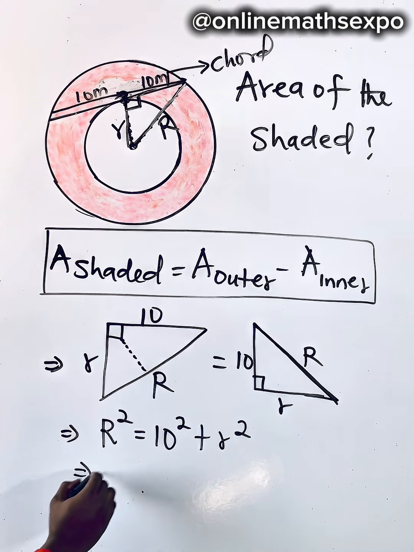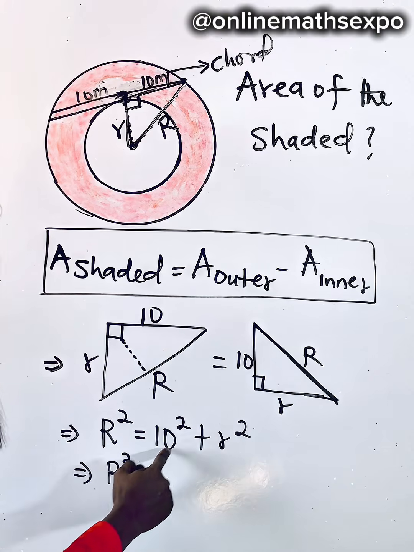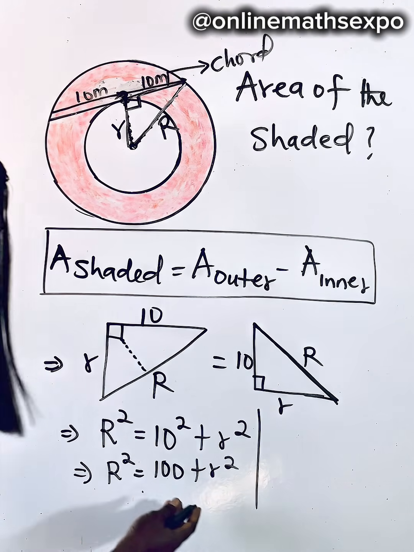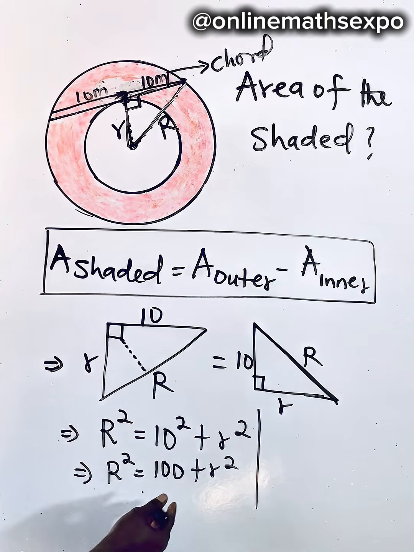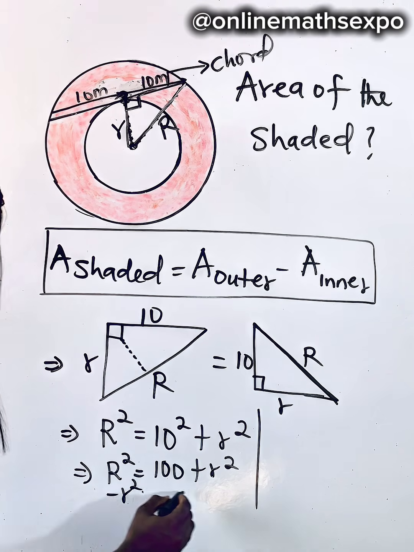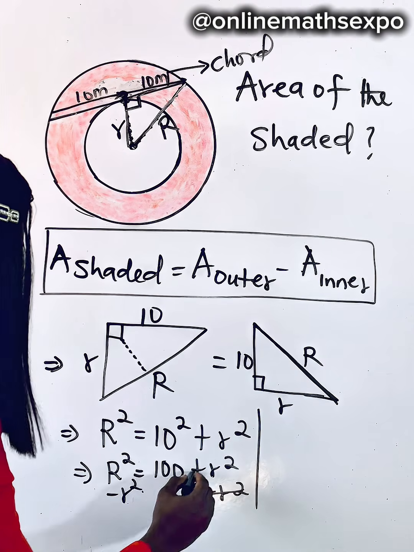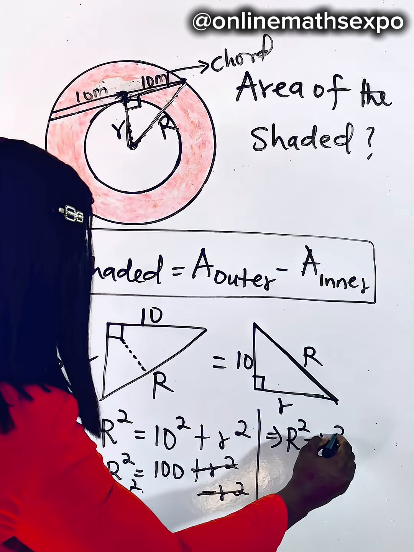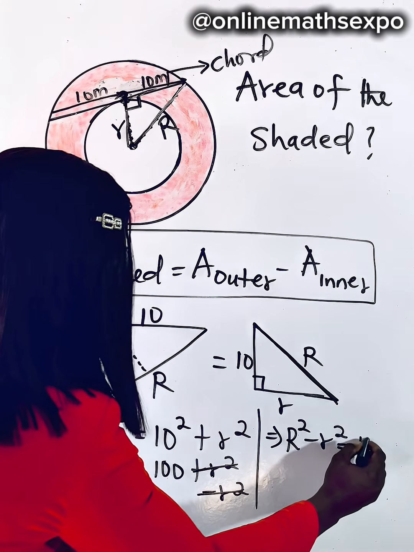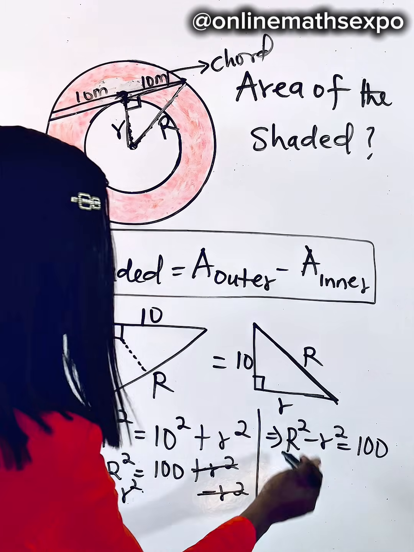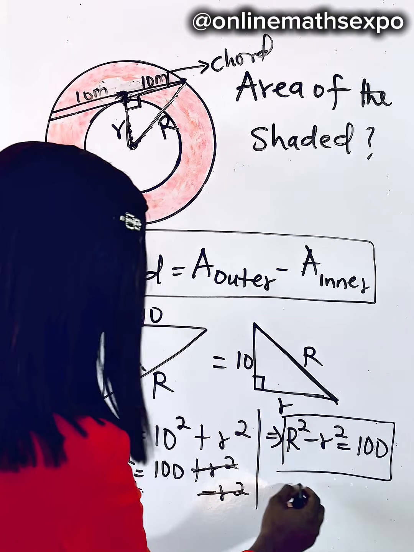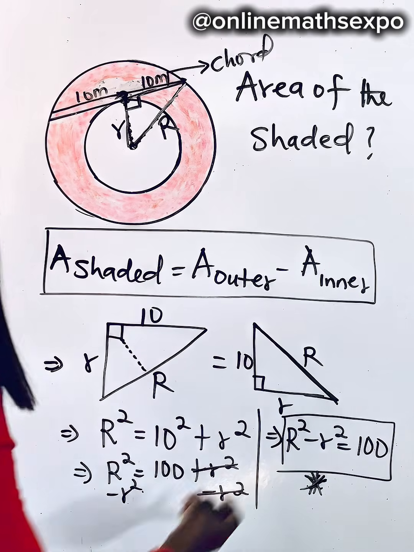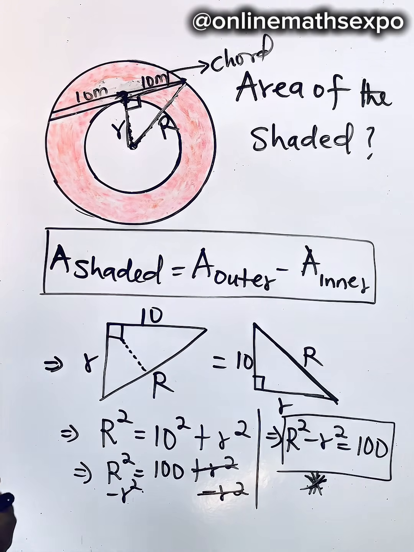And what do we do next? This gives us R squared is 10 squared, which is 100, plus r squared. What do we do next? We are going to subtract this from both sides. So if you do that, subtract r squared here, subtract here. This goes off. We are going to now have R squared minus r squared is equal to 100. Now, what do we do with this? Let's keep it and then revisit what we stated here to help us to get the area of the shaded.